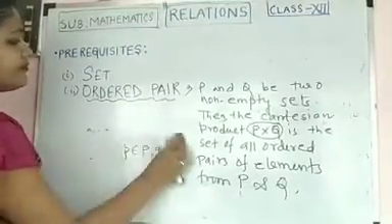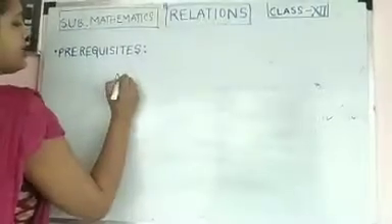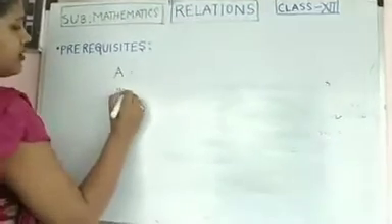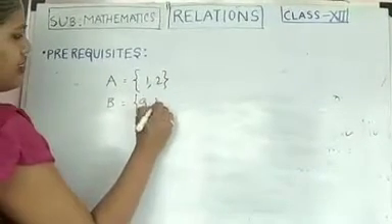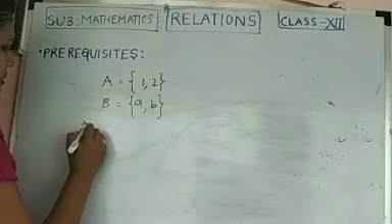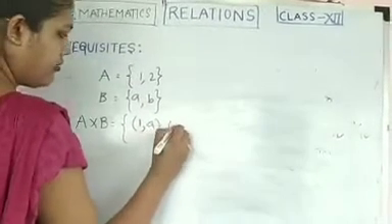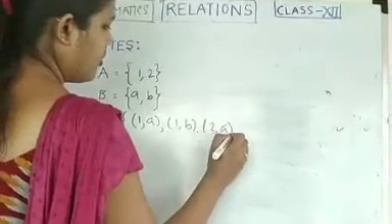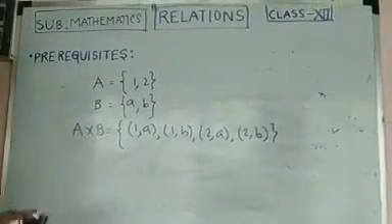Next, an example. Suppose A is a non-empty set with two elements, 1 and 2, and B is another set, also with two elements, a and b. Then A cross B, the Cartesian product, is (1,a), (1,b), (2,a), (2,b). So there are a total of 4 elements.